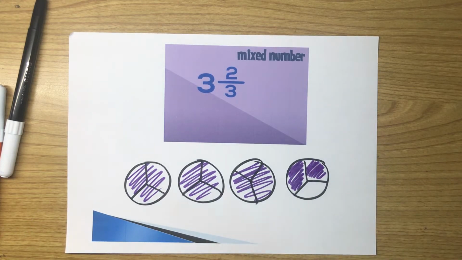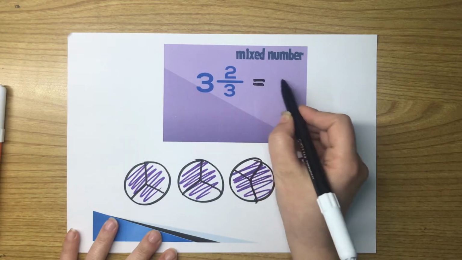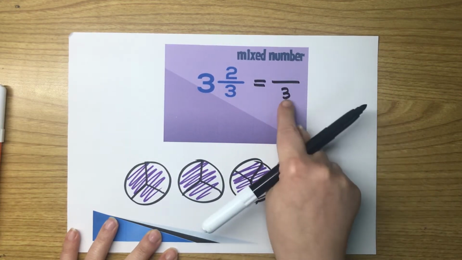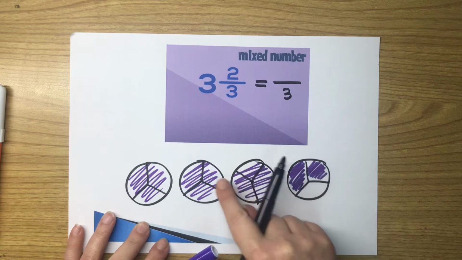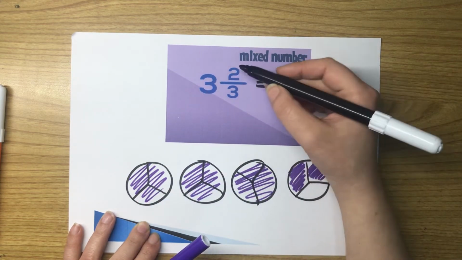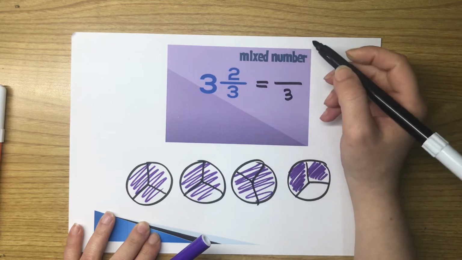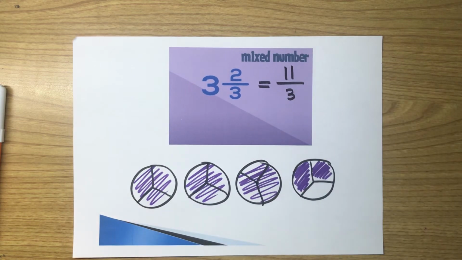Okay, to change them into an improper fraction, remember the denominator must be the same as in the mixed number. Now count the small parts. 1, 2, 3, 4, 5, 6, 7, 8, 9, 10, 11. So 3 wholes and 2 thirds is going to be equal to 11 thirds. Okay?